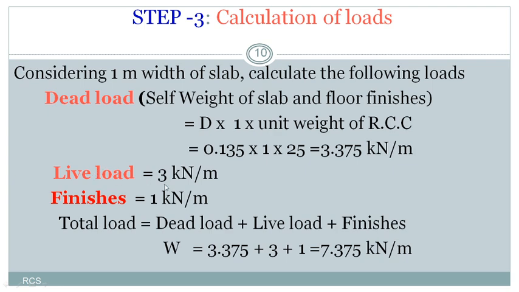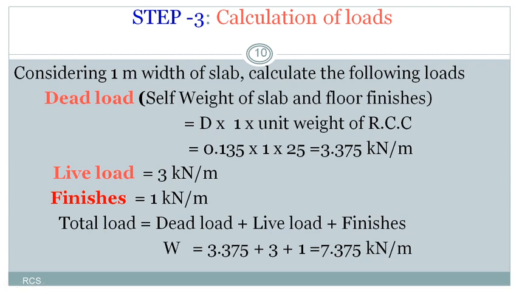And the live load given in the problem is 3 kilonewton per meter. And the finish is also given, that is 1 kilonewton per meter. If we add all together, that will give me the total load. So the total load equals dead load plus live load plus finishes. Dead load is 3.375, live load is 3 kilonewton per meter and finishes given is 1 kilonewton per meter. So the total load which is coming onto the slab is 7.375 kilonewton per meter. This is the actual load.